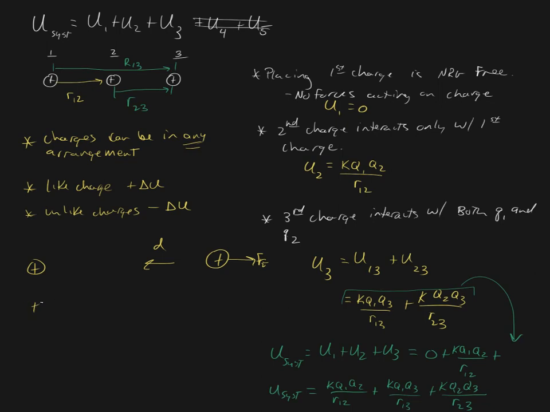But if we had this situation where we have a positive charge and a negative charge, now there's an attractive force between the two, and the displacement is also forward. So the work is positive for this scenario, which means we end up with a negative change in potential energy. So you just got to keep that in mind. Like charges create a positive change in potential energy, unlike charges create a negative change in potential energy.